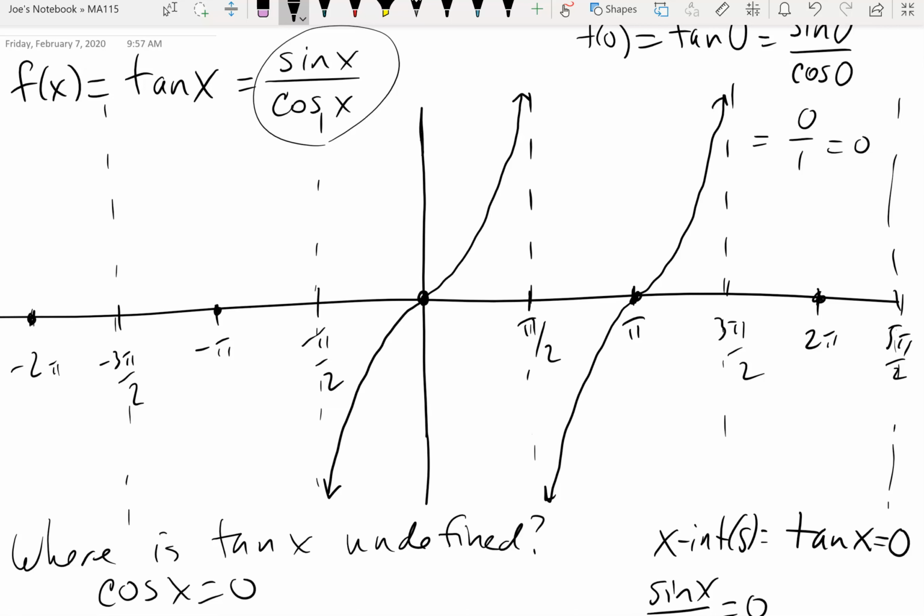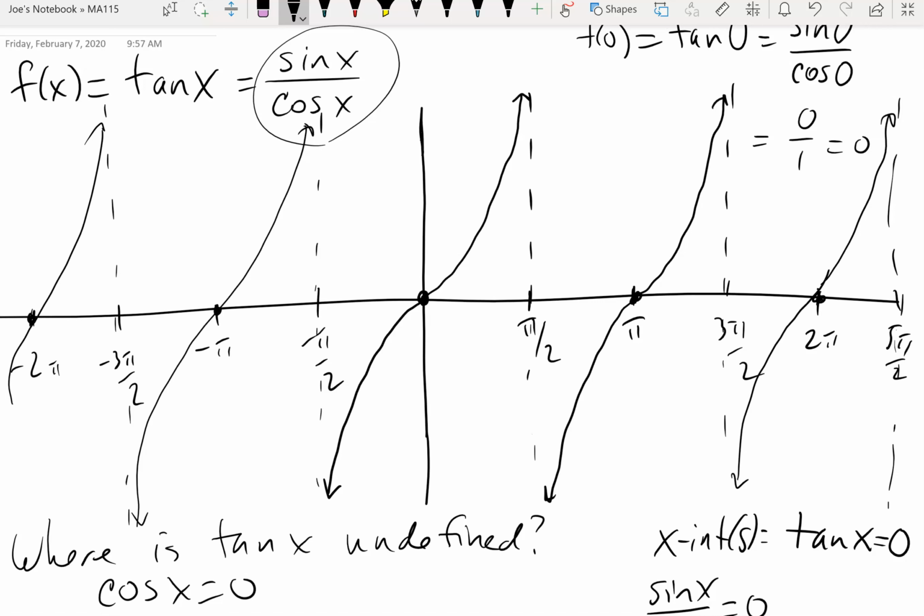And so hopefully now you can see that they start to repeat. So the next piece will look like this, the piece over here will look like this, and so on. They run off the screen, but that's the idea. So this is our graph for tangent.